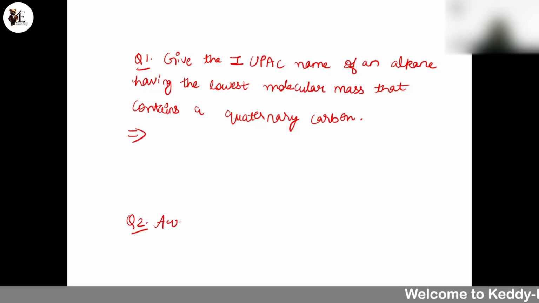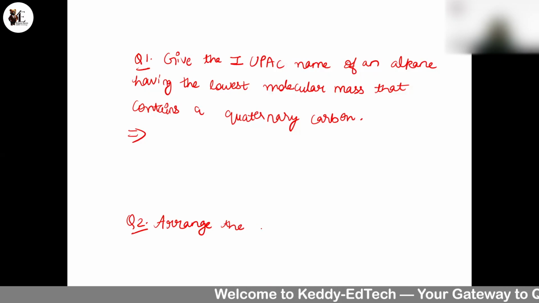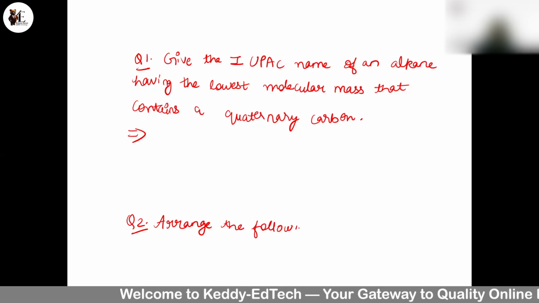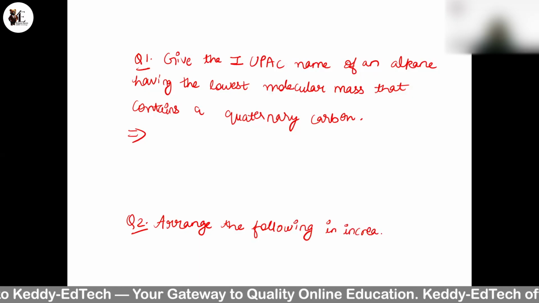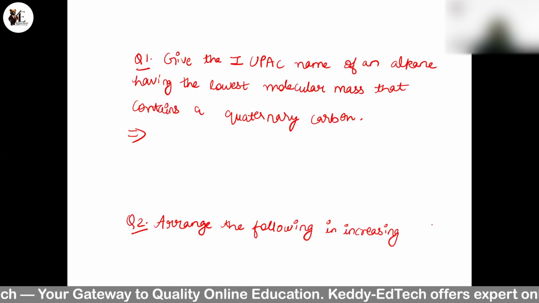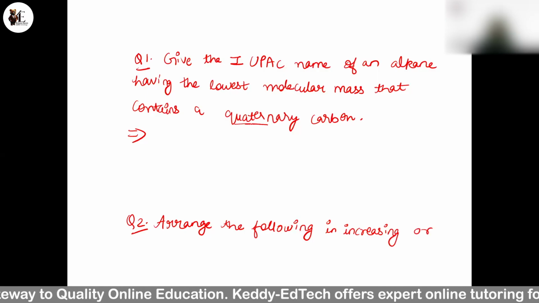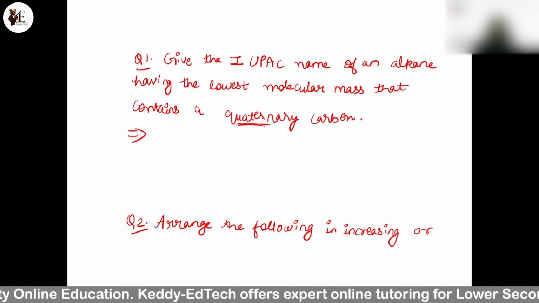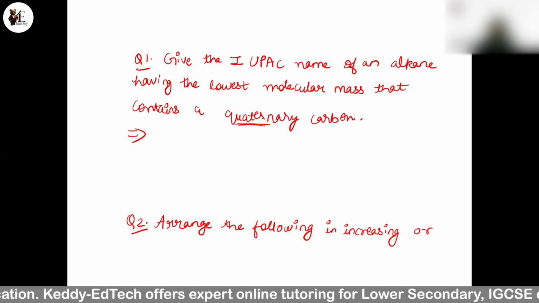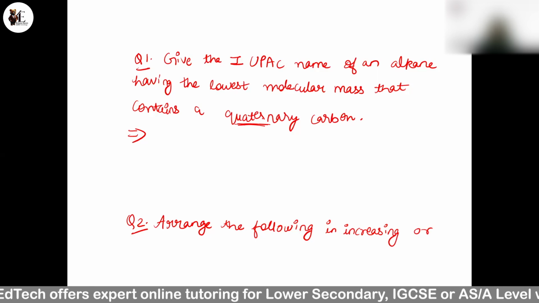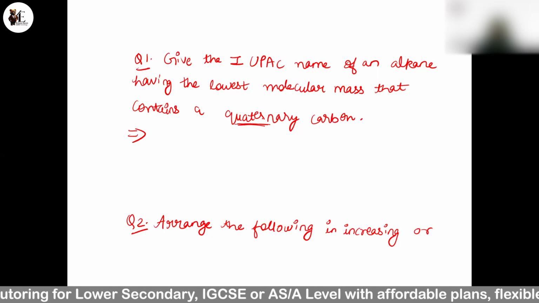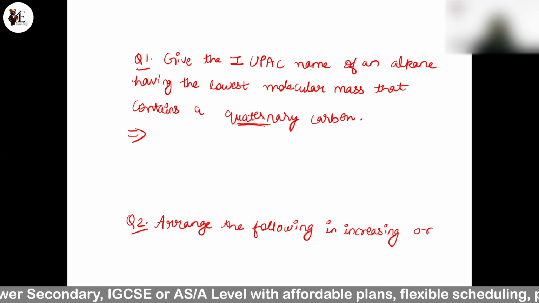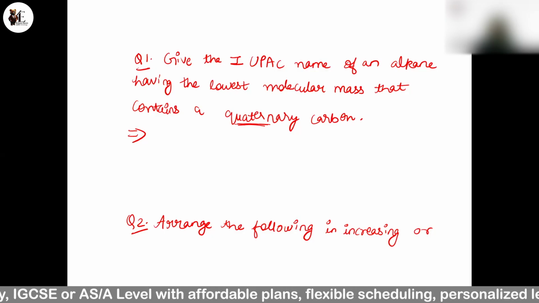And question number 2 is, so I already told you about the secondary carbon, tertiary carbon. Secondary carbon means which is attached to 2 other carbon atoms. Tertiary carbon means which is attached to 3 other carbon atoms. And primary carbon means that it is attached to 1 carbon atom.